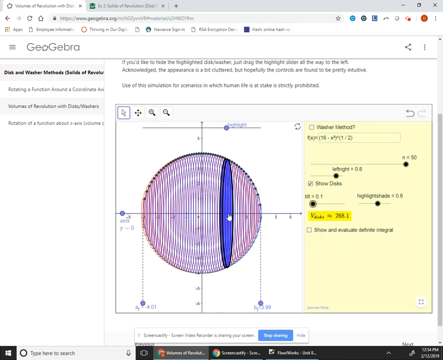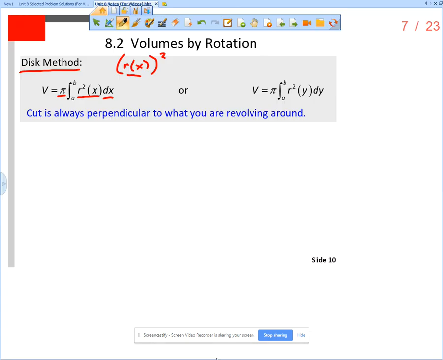So if we look at where this is, then the radius of that disk is based upon the height of the function, right? And then let's say we move over here, the radius of this disk is dependent on the height of the function, right? And so if we go back over here, r of x represents the individual radius of any disk, all right? And so we'll talk a little bit more about that in a moment.